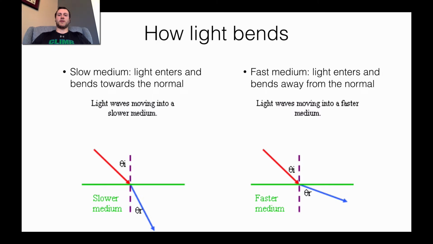For the right-hand side, here we have light in a slow medium on top, moving into a faster medium. So our incident angle, theta I, with respect to normal, is less than theta R, our refracted angle, in our faster medium. So when light speeds up, it bends away from normal. When light slows down, it bends towards normal. What we observe is the angle in the slower medium is always going to be less than the angle in the faster medium.